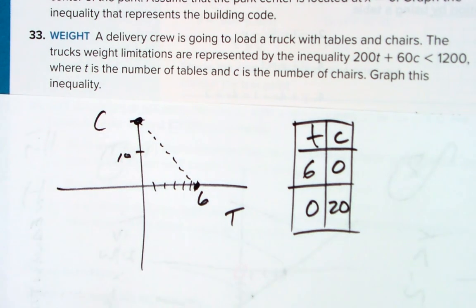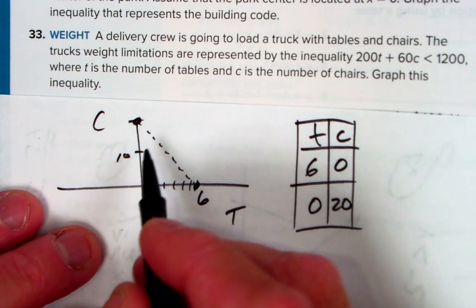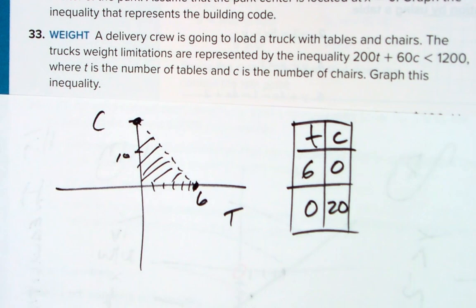And just common sense, which side should I shade? Top side or bottom side? I should do bottom because it's not unlimited. I need to stay down on my number of chairs and tables, so it's going to be right here. I stopped it there because I can't have helium tables and helium chairs giving me negative weights. Okay, but it's going to look something like that.